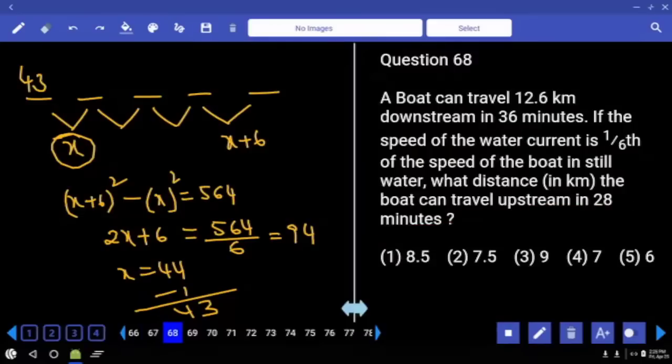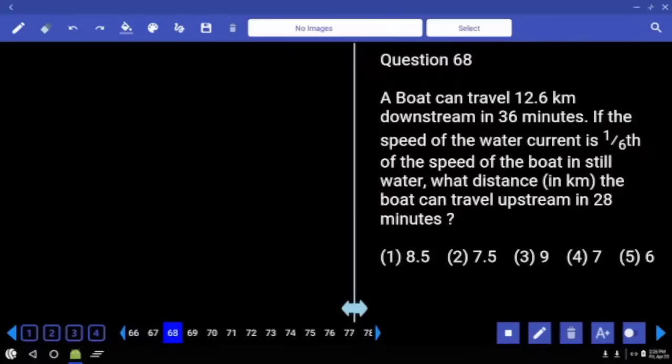Done. A boat can travel 12.6 kilometers downstream in 36 minutes. To calculate downstream speed, one way you can use a formula. The other way is, usually we mention speed in kilometers per hour. 1 hour means how many minutes? 60 minutes. So for the given data, in 36 minutes they cover 12.6 kilometers, but we have to convert it into 60 minutes. Understood? 36 minutes is the data. Now I want to convert it into 60 minutes.